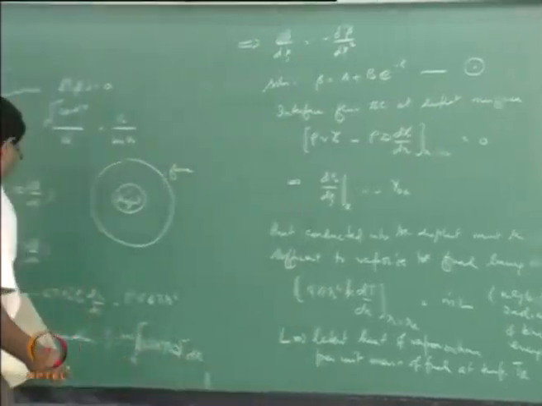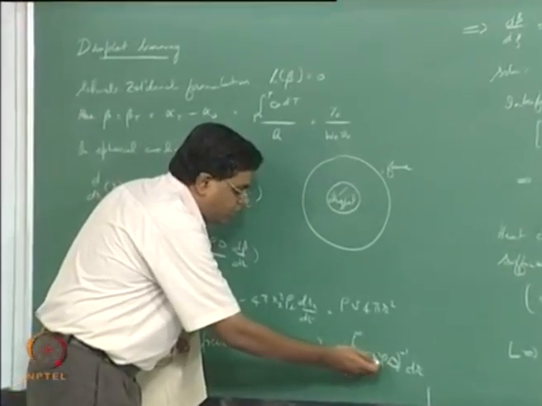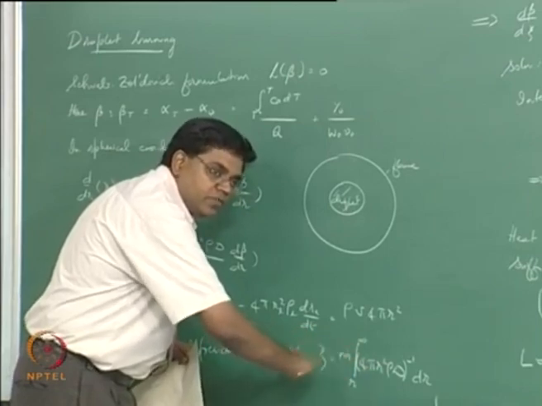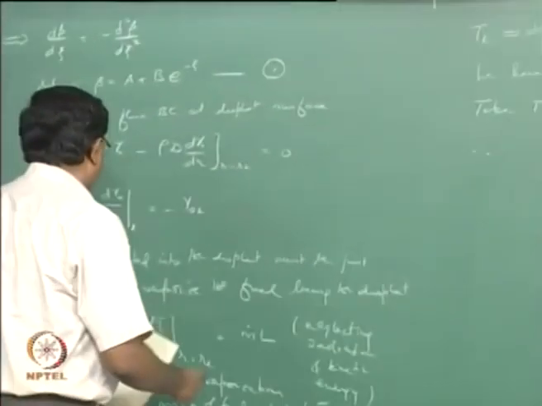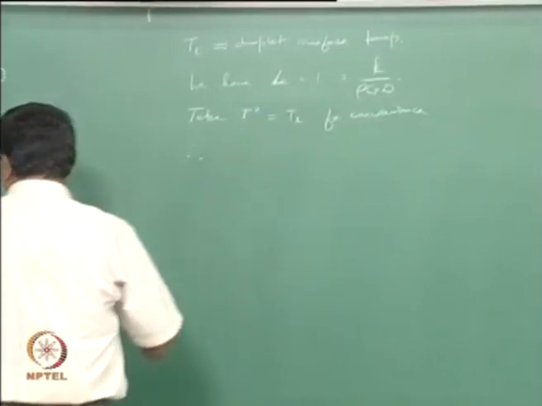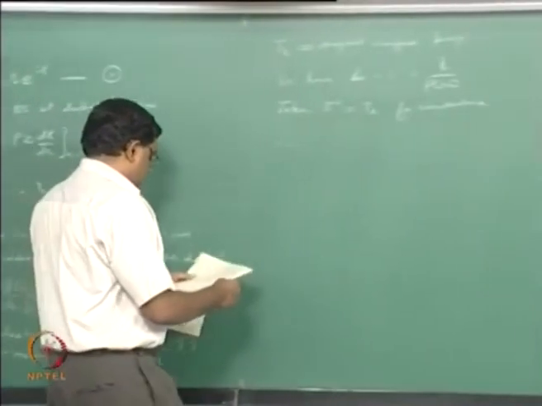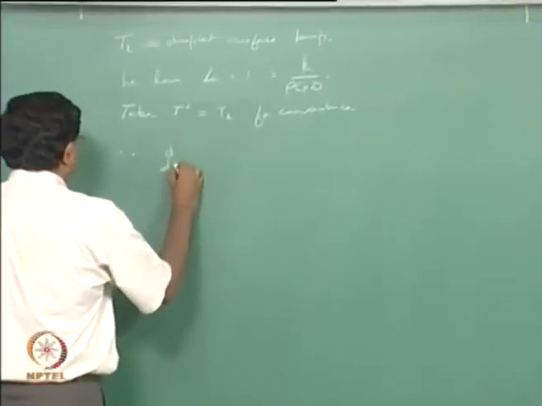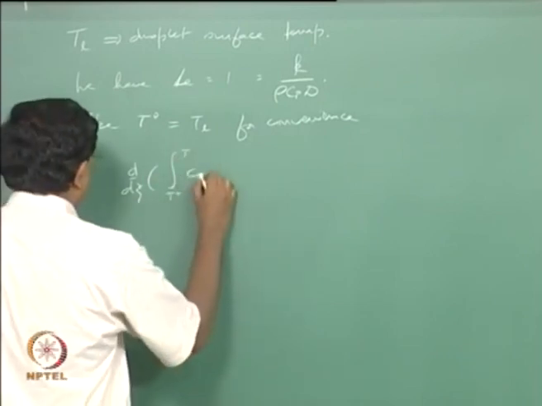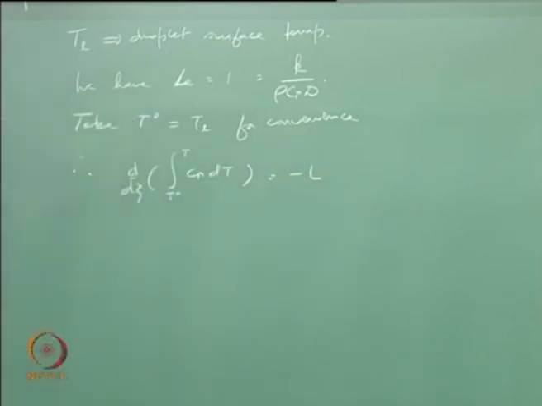And then we look at how psi is defined, and keep noting that 4 pi r squared rho D is in the denominator, and the way psi goes is inverse of rho. So we got a negative sign here, right? And similarly, when you now try to write this in terms of the non-dimensional independent variable psi, you should have d by d psi of the integral T naught to T Cp dT equals minus L. That's the reason why you got the negative sign.